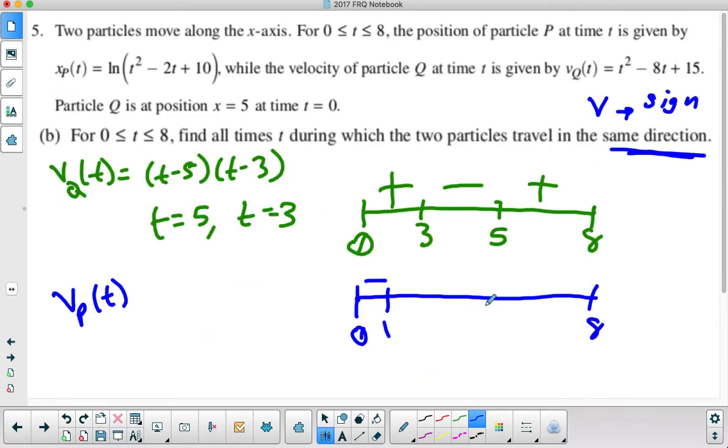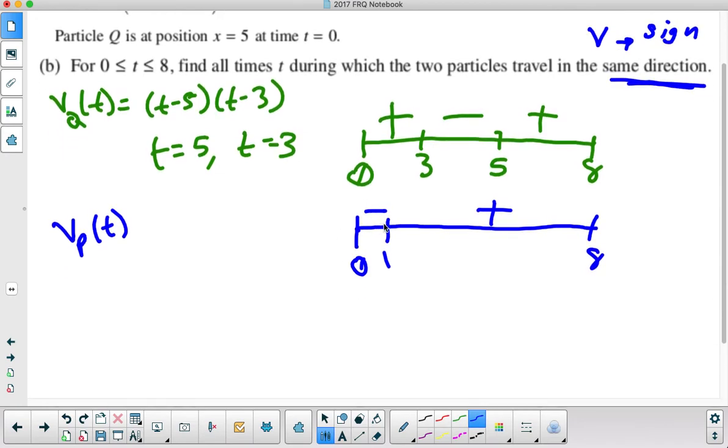We just did that work. So everything from 1 to 8 has to be positive. So we want to know, where do these values, where do the signs match up? Well, from 0 to 1, this is negative, and this one up here is positive from 0 to 1. All right, so that's out.